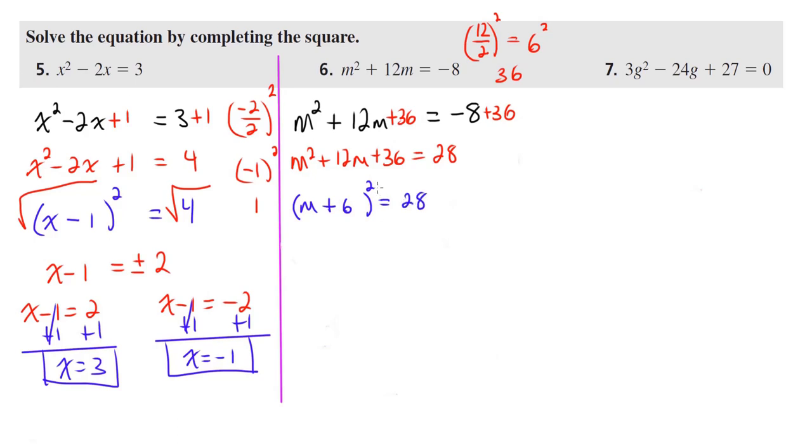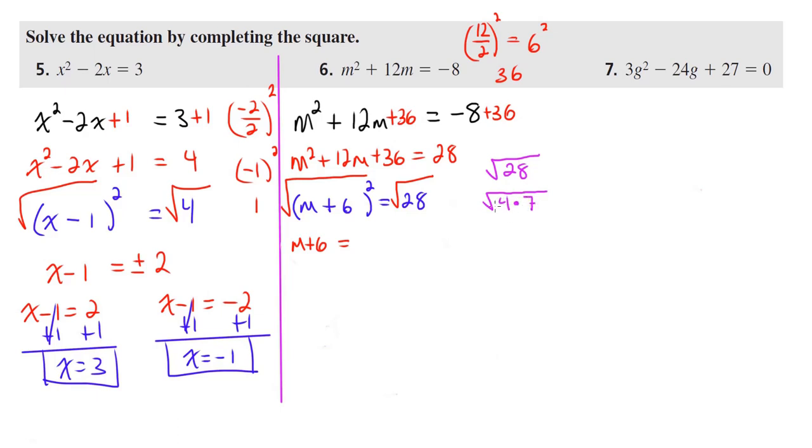Now we want to get rid of this exponent of 2, so we're going to take the square root of both sides. The square root of m plus 6 squared is m plus 6. And the square root of 28. Now 28 is not a perfect square, so we can simplify this. So if I just write this over here, let me do this in purple. If I think of the factors of 28, 28 comes from 4 times 7. So I want to rewrite this as the square root of 4 times 7.